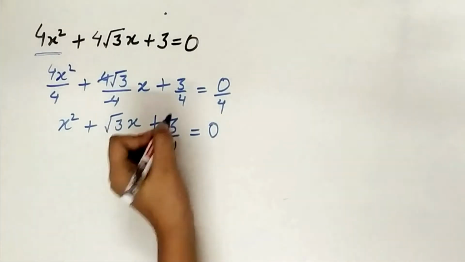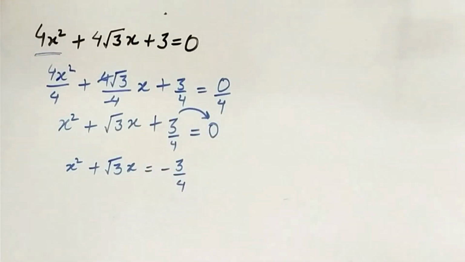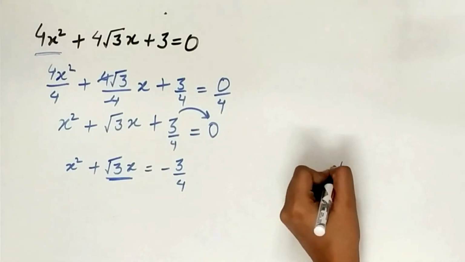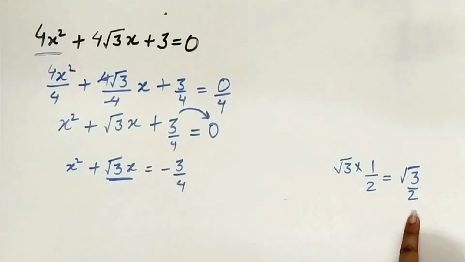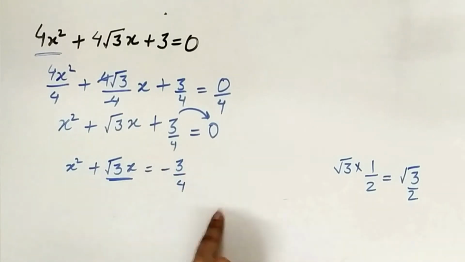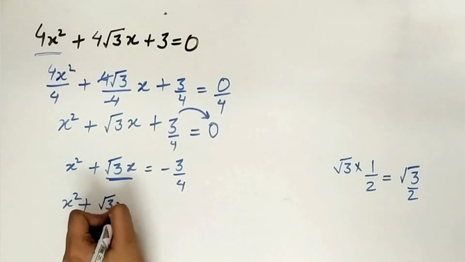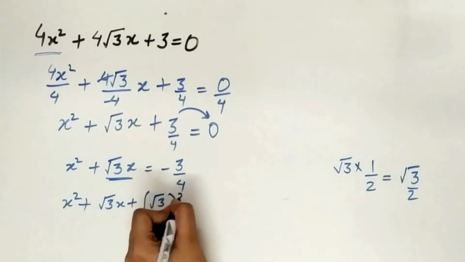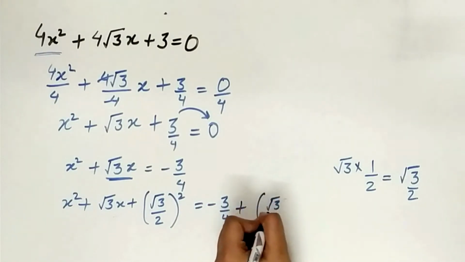Step 2 is to transpose the constant to the right side. Step 3 is to multiply the coefficient of x by 1 by 2. It's equal to root 3 by 2. Now add the square of root 3 by 2 to both sides of the equation. So x square plus root 3x plus root 3 by 2 whole square is equal to minus 3 by 4 plus root 3 by 2 whole square.